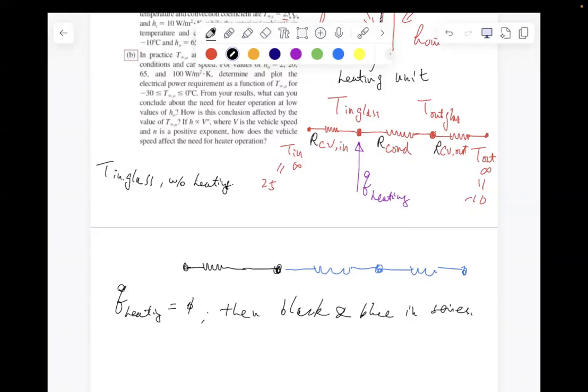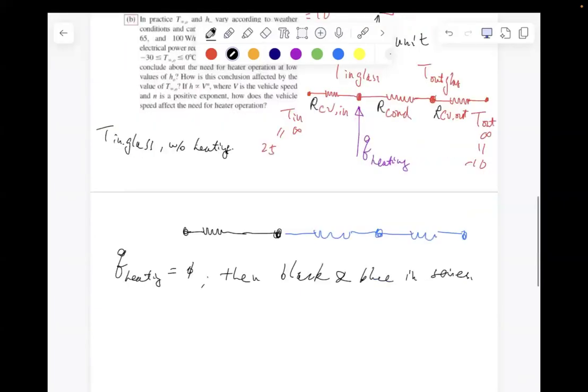I know some students may still ask, even with the heating unit Q, are the black and the blue in series? So that's why I make this video. So just remind everyone, if we say one resistor and another resistor are in series, that means all the Q that's passing through the black should all go through the blue.